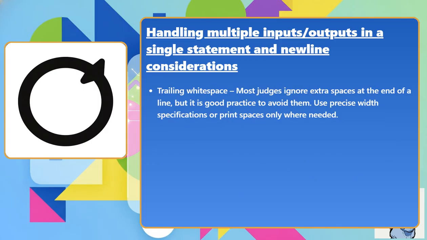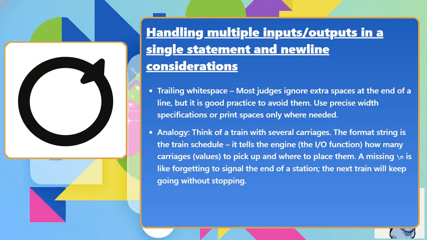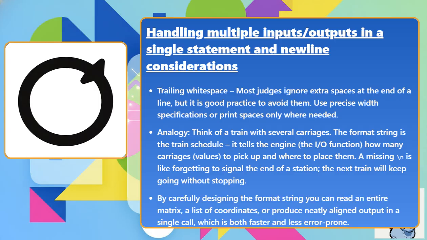Trailing whitespace: most judges ignore extra spaces at the end of a line, but it is good practice to avoid them. Use precise width specifications or print spaces only where needed. Analogy: think of a train with several carriages. The format string is the train schedule. It tells the engine, the I/O function, how many carriages, values, to pick up and where to place them. A missing \n is like forgetting to signal the end of a station. The next train will keep going without stopping. By carefully designing the format string, you can read an entire matrix, a list of coordinates, or produce neatly aligned output in a single call, which is both faster and less error-prone.